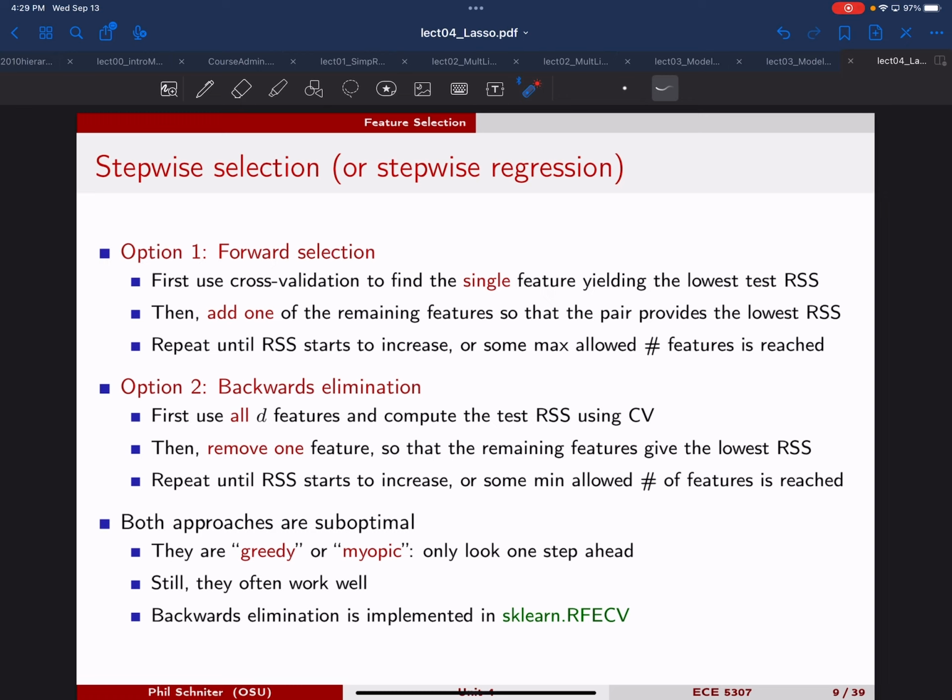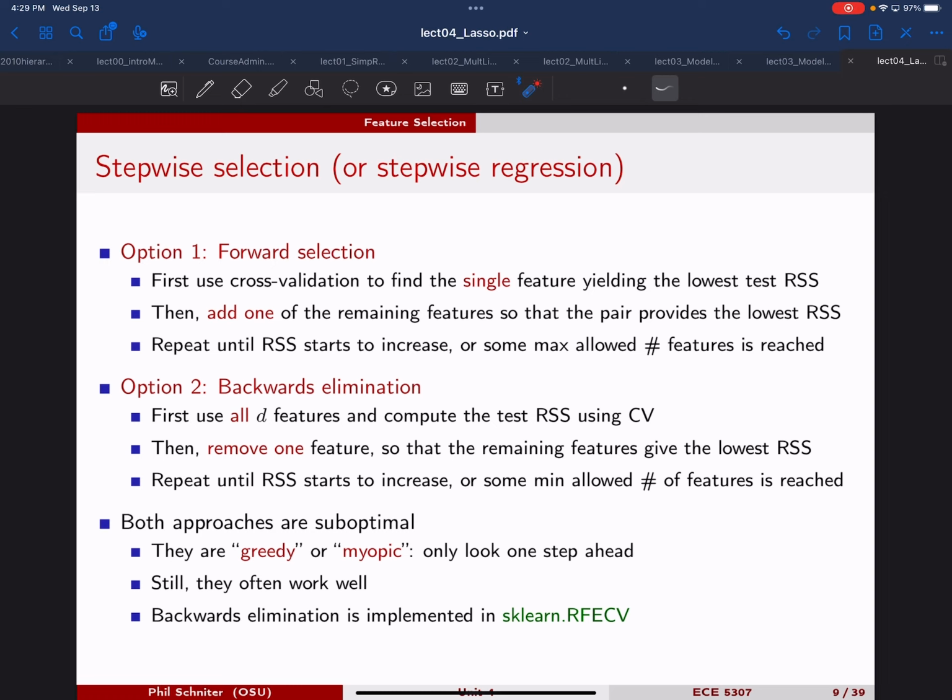Okay, so every time you're testing on the order of D features, first time D, second time D-1, third time D-2, and you do that D times, so you have on the order of D squared computations to do, D squared subsets you're testing. So this is a lot smaller than 2 to the power D for large values of D. Okay, so that's the approach.